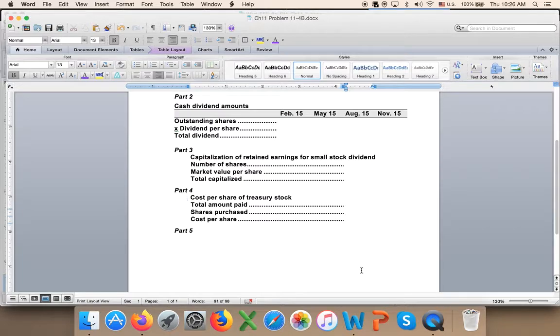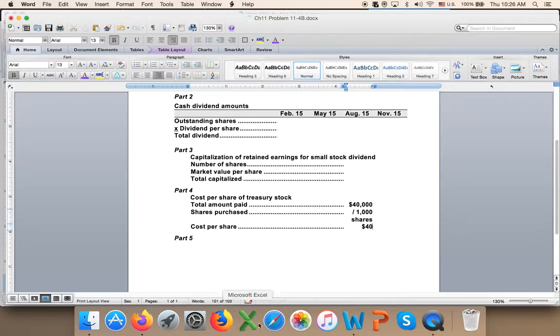So total amount paid is $40,000, and we're going to divide by the 1,000 shares that we bought. So cost per share is $40. That's your answer for this part 4. So this is like question 14. Okay.